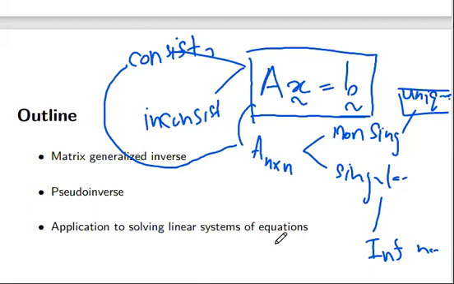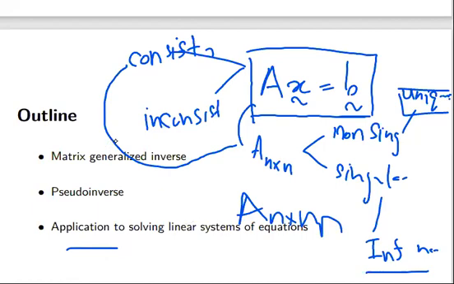I am going to cover this part in this section. I will discuss this one, and the other case is when this system is consistent and the matrix is a rectangular matrix, let's say n times m, rectangular.